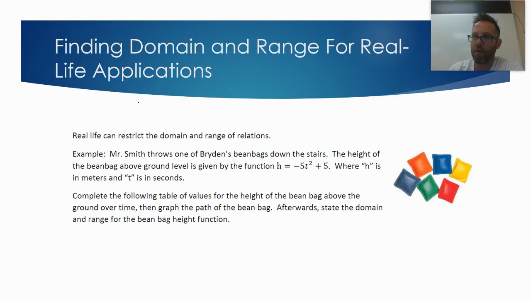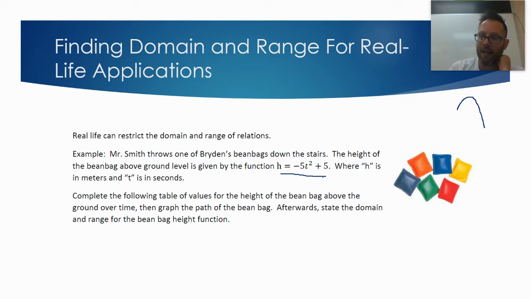So I've constructed a pretty simple quadratic function here from this scenario. I'm just throwing one of my son's beanbags down the stairs. Something we could all hopefully understand is that when we throw a projectile up in the air, it follows the path of a parabola. So here, I'm throwing Bryden's beanbag off the stairs. It's the path of a parabola, and the equation governing that is -5 times t squared plus 5, and t is in seconds.